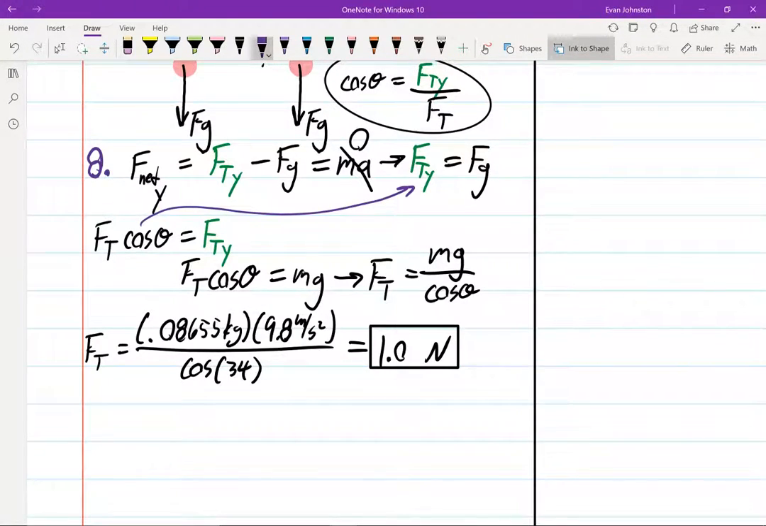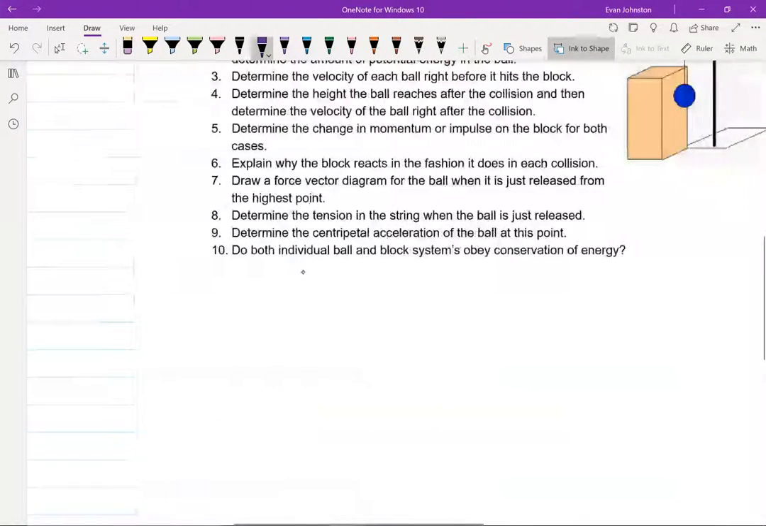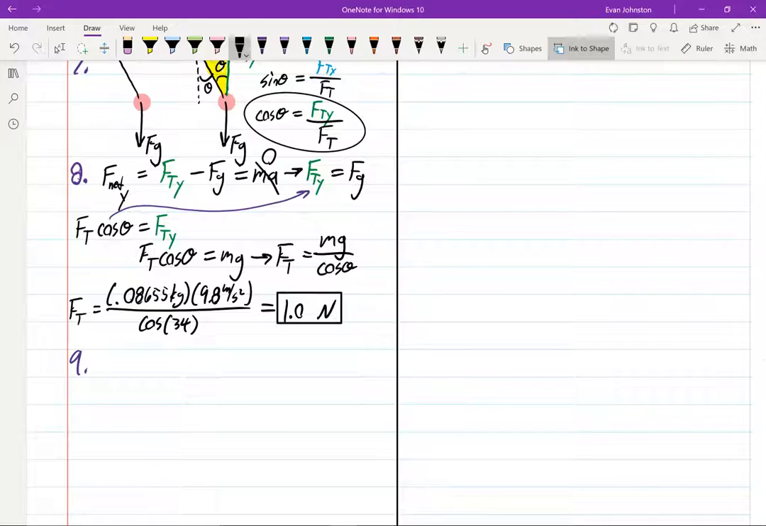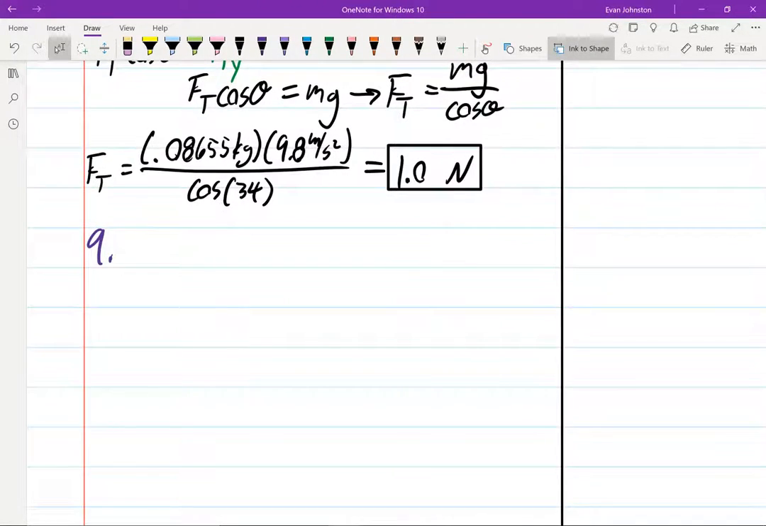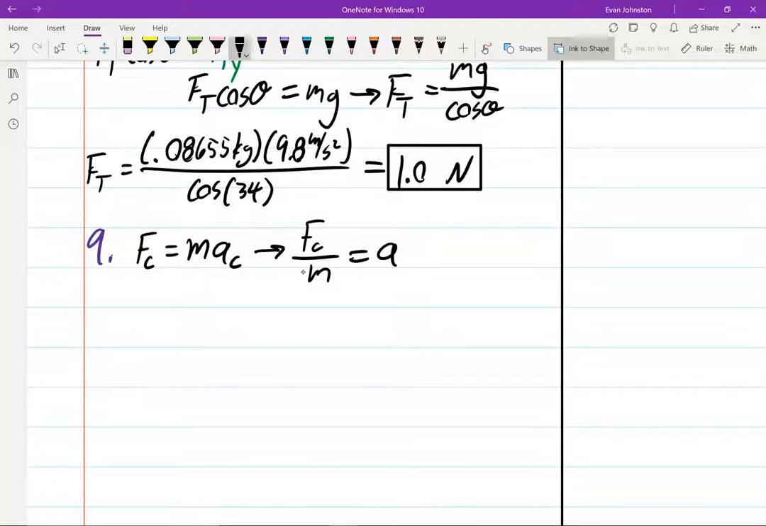So now, home stretch, we're on 9 and then 10. Part 9 says, determine the centripetal acceleration of the ball at this point. Well, throwback to Unit 3, this is a lot of review. Force centripetal is equal to mass times the centripetal acceleration. We're trying to find the centripetal acceleration, this a_c right here. So we need to divide both sides by the mass. Our centripetal force over m is the centripetal acceleration.